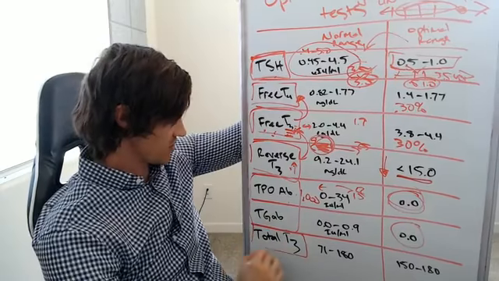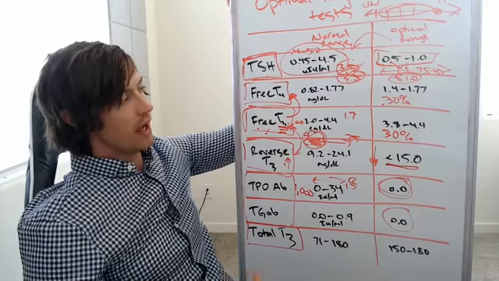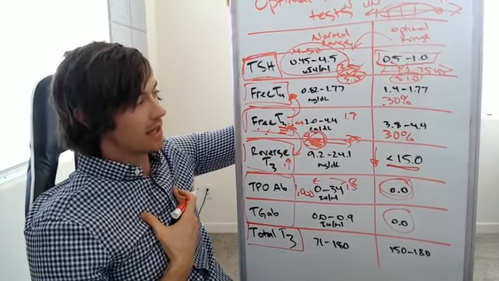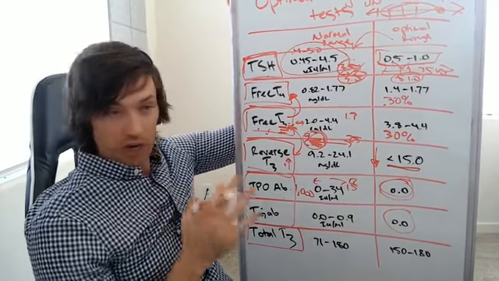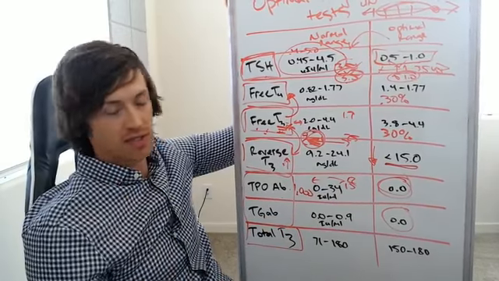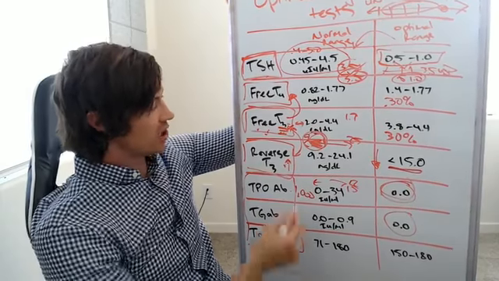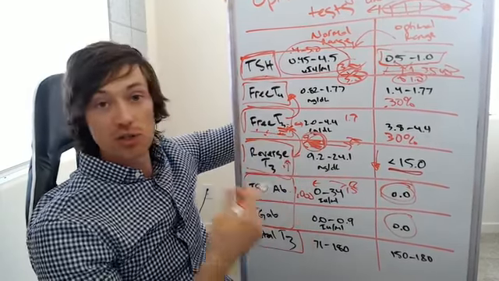Then last I have this one here, and that is total T3. Now, total T3, I personally really like this test, and I rely very heavily on it. You won't hear a lot about it from other sources necessarily, but I think it's actually probably one of the best tests that you can get for your thyroid. And the reason is because it includes a combination of free T3, but also bound T3.